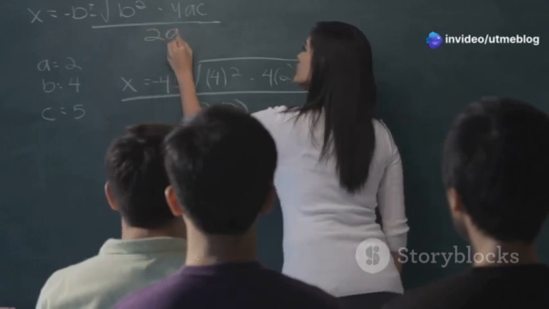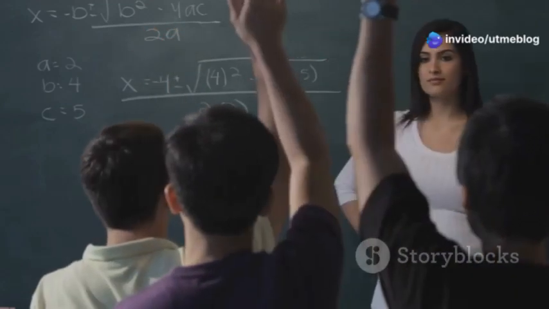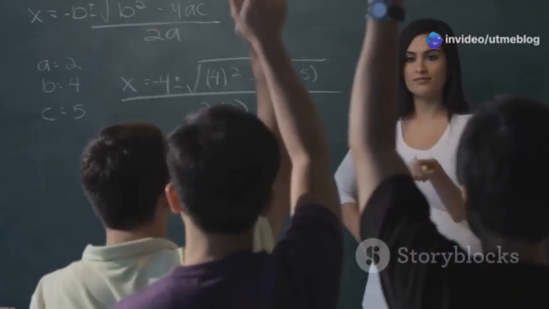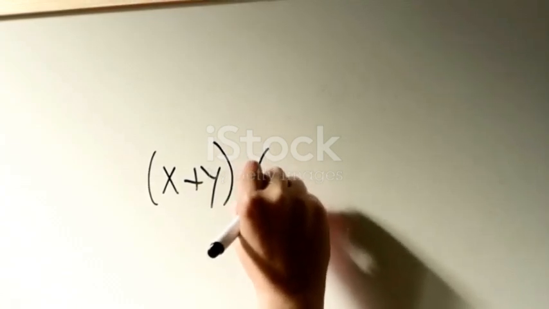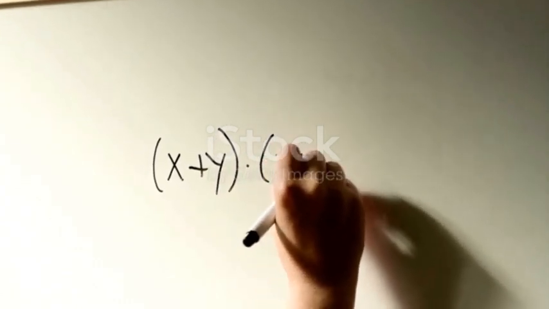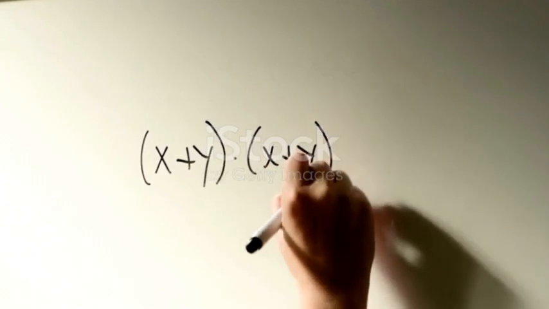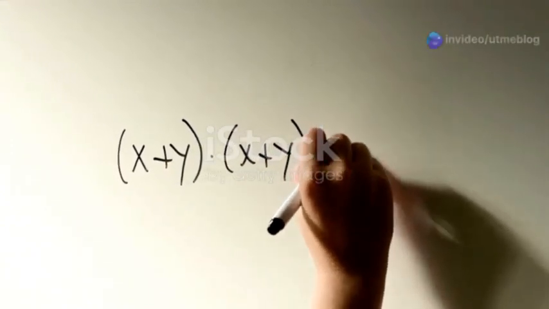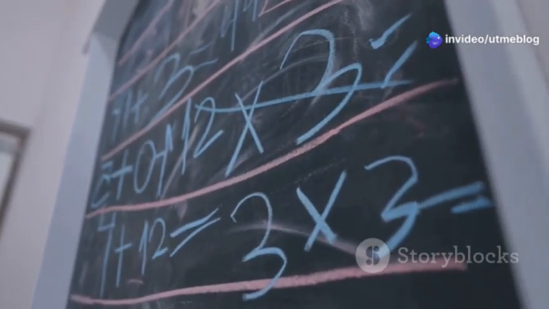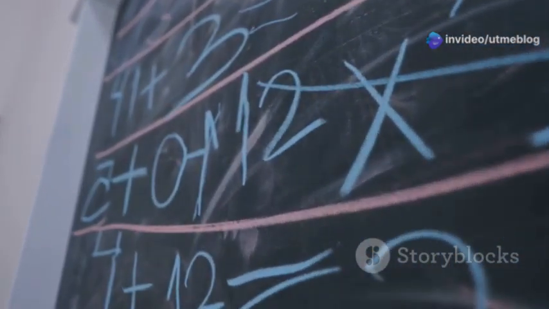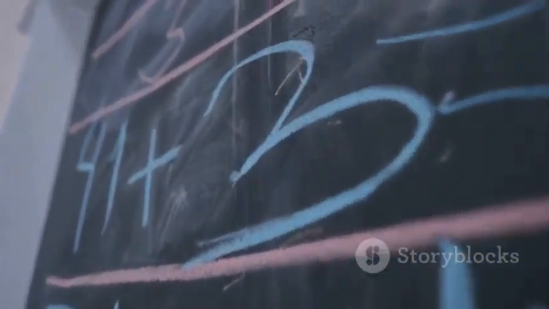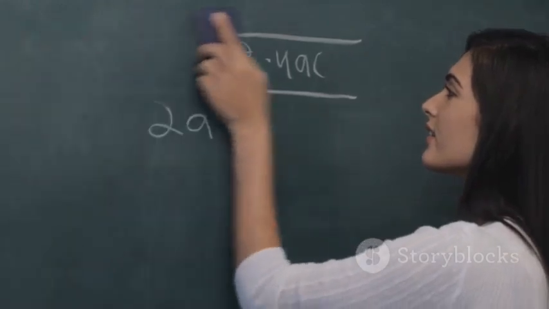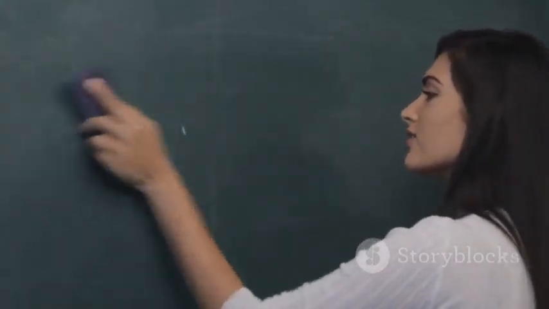Next up, we have quadratic equations, which sound really complicated but are actually quite manageable. A quadratic equation is any equation that can be rearranged into the form ax squared plus bx plus c equals 0, where a, b, and c are constants. The key to solving quadratic equations is understanding that they can have up to two solutions, also known as roots. One of the most common methods for finding these roots is using the quadratic formula.